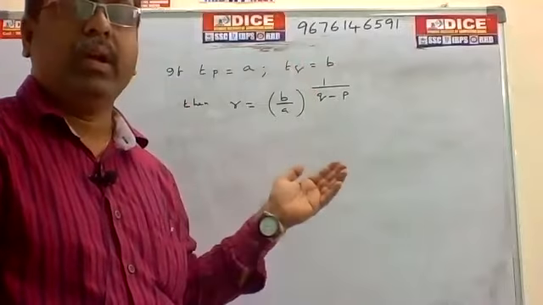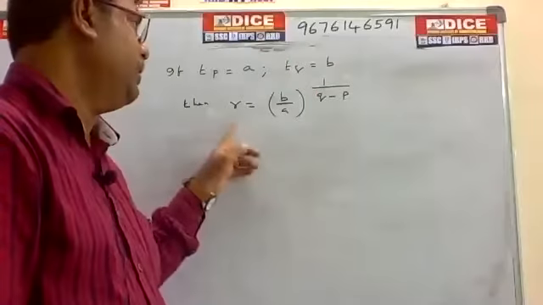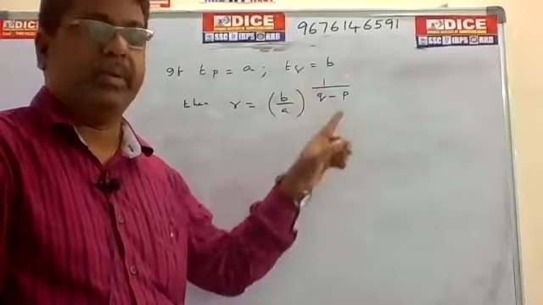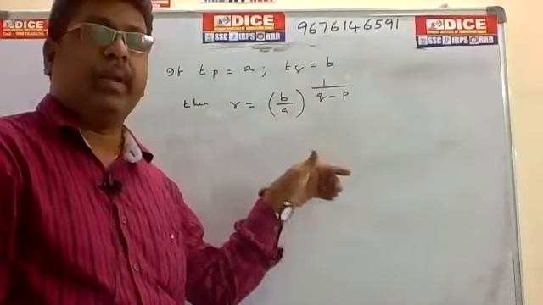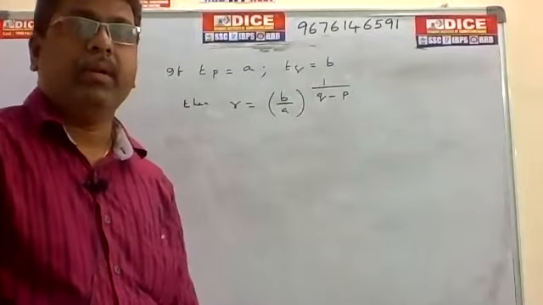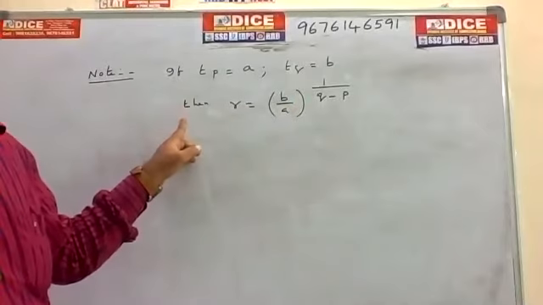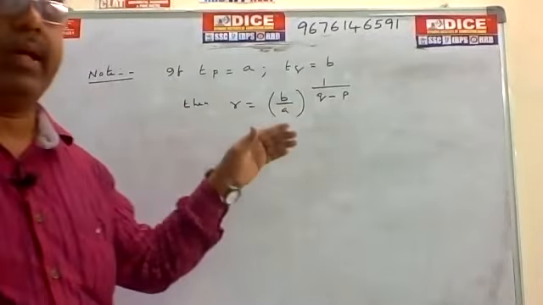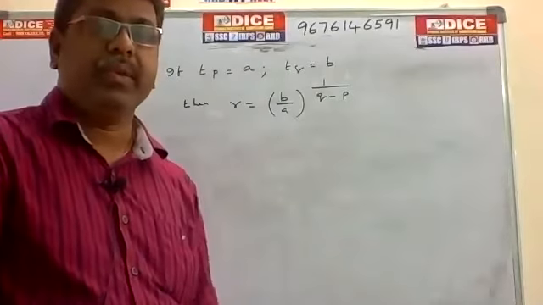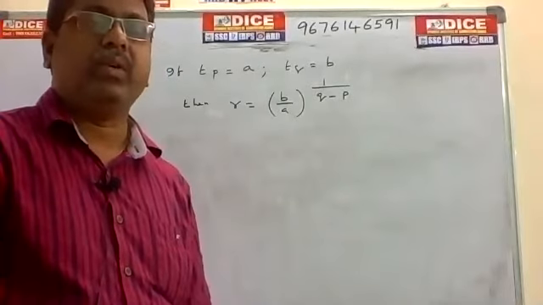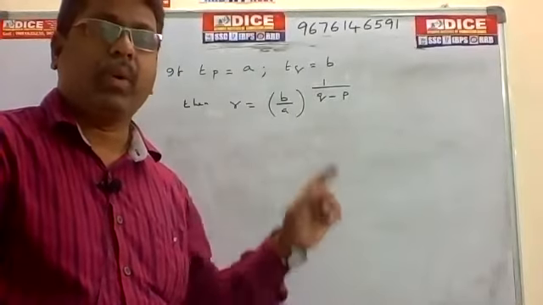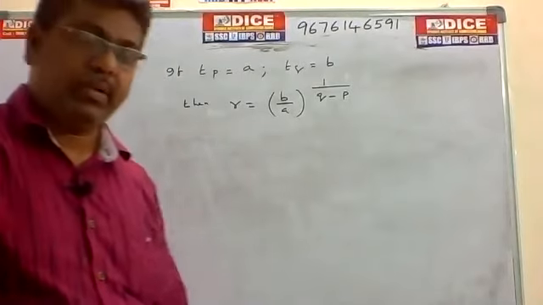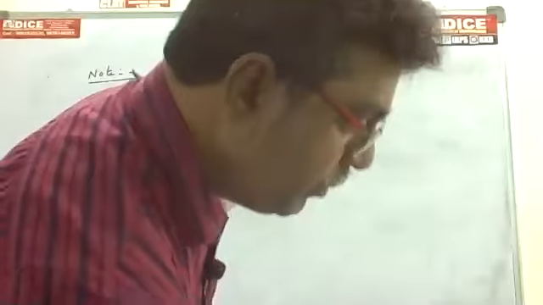R is equal to (B by A) to the power of 1 by (Q minus P). Write down this formula. You can use this formula in the coming problems. This is a very important formula. How to find R? By using this formula, we can find R, and afterwards we can go for the calculations. So the R formula is R is equal to (B by A) whole to the power of 1 by (Q minus P). Okay, now see the problem.